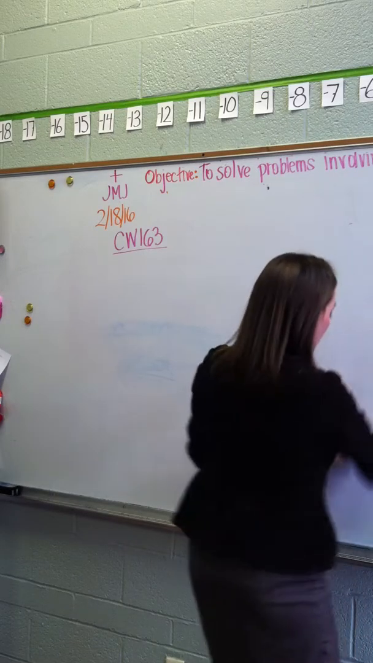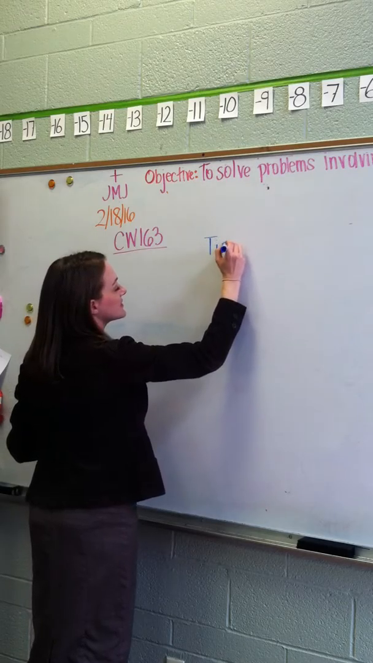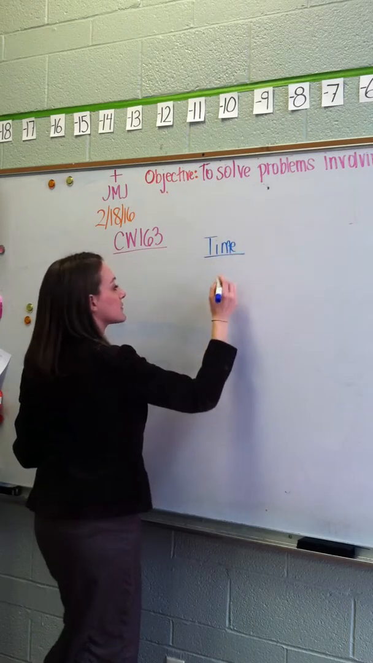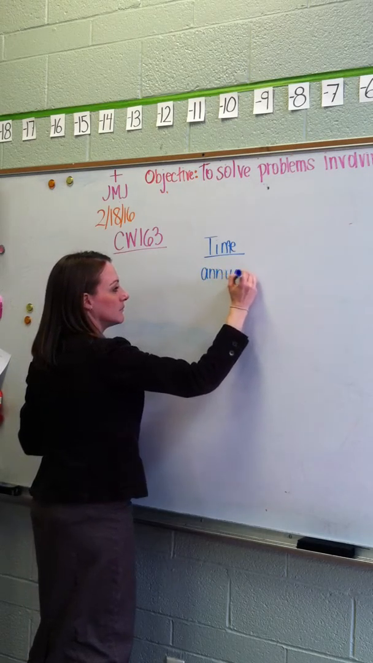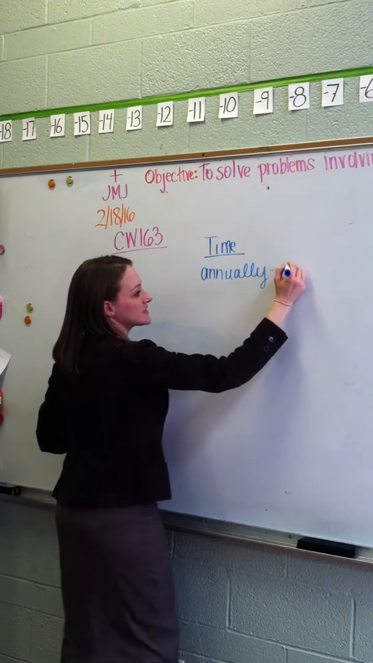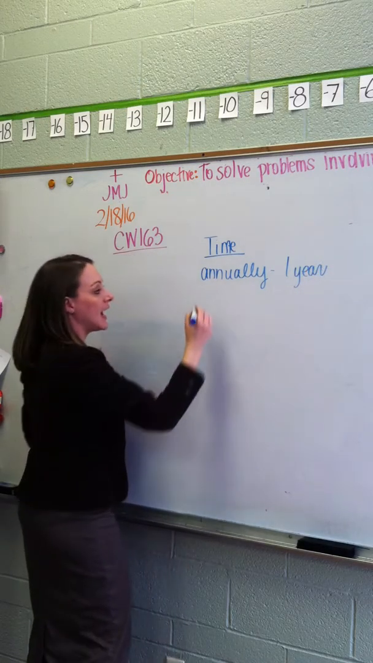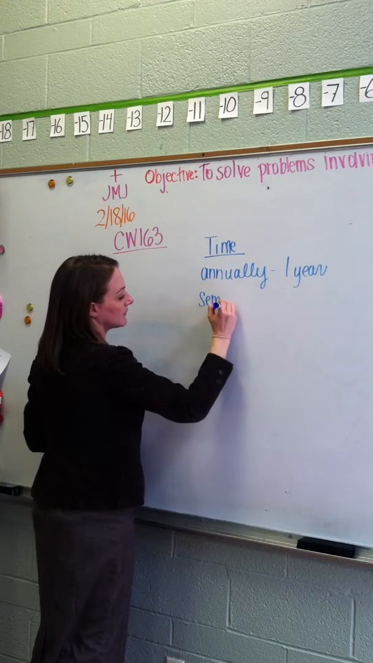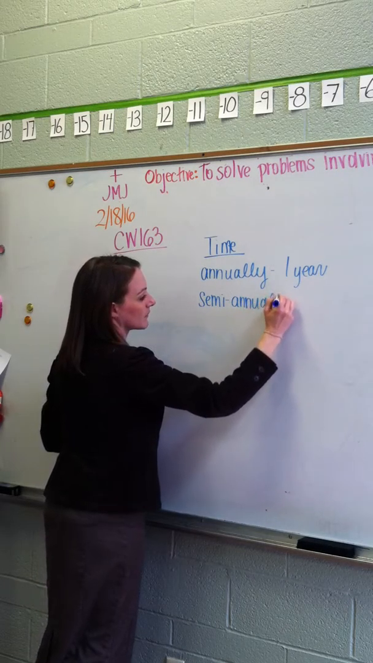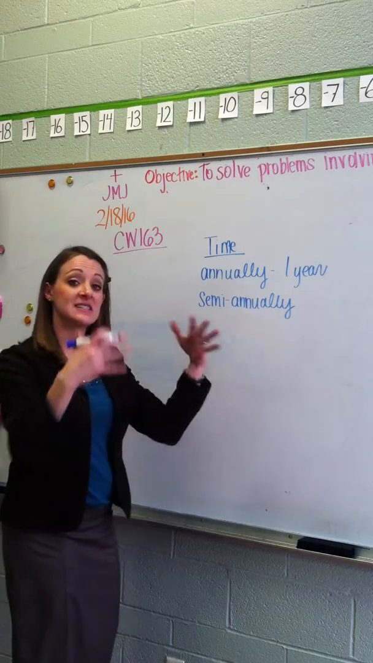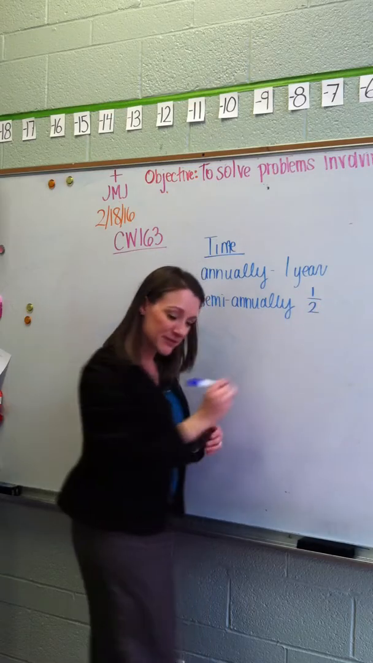All right, you're going to have different lengths of time. I'm going to have annually, which is 1 year. Okay, I could have semi-annually, which is every 6 months, which I'm going to multiply by 1/2.